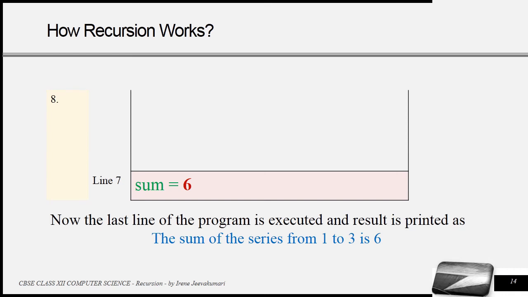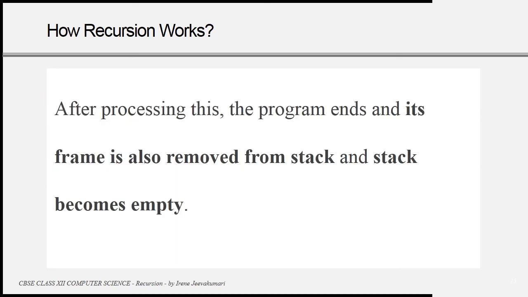Now the last line of the program is executed and the result is printed: the sum of the series from 1 to 3 is 6. After processing this, the program ends and its frame is also removed from the stack and the stack becomes empty. So when the program ends, its frames are removed from the stack and the stack also becomes empty.